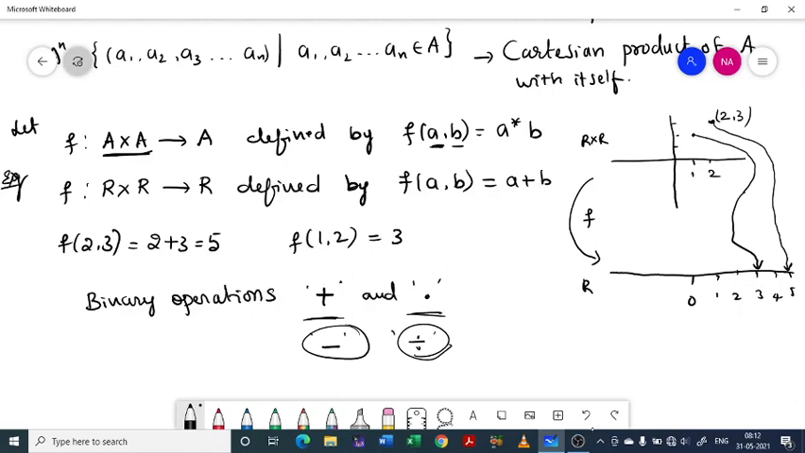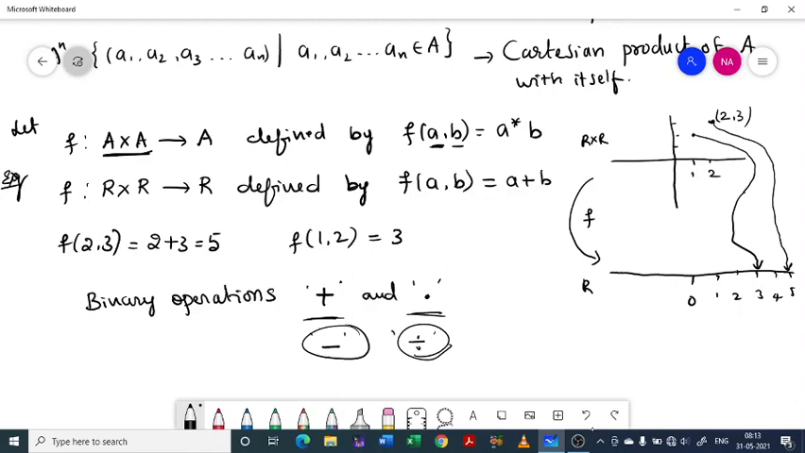Okay, this is about product of sets and binary operations defined on that set. Then we need to discuss the definition of vector space and subspace. I hope we can discuss that in our next class.